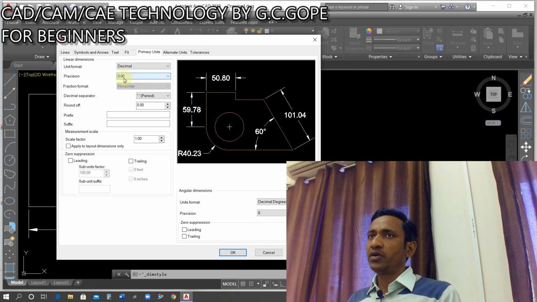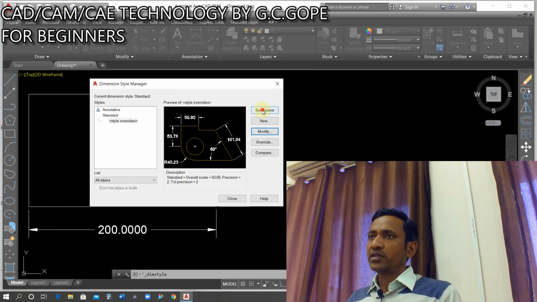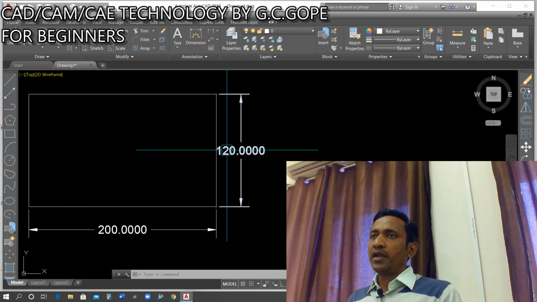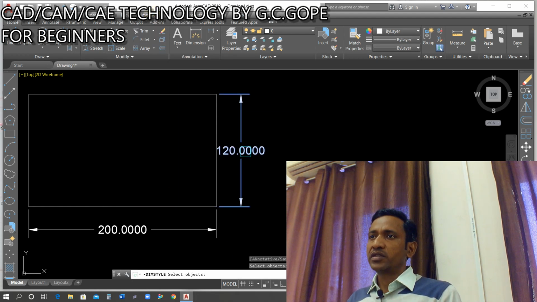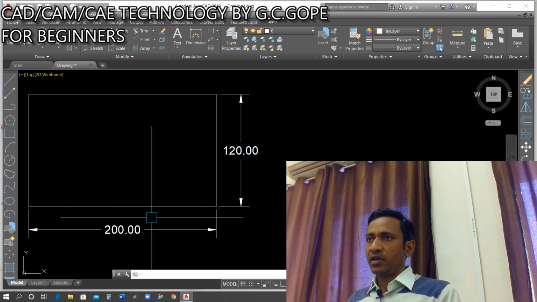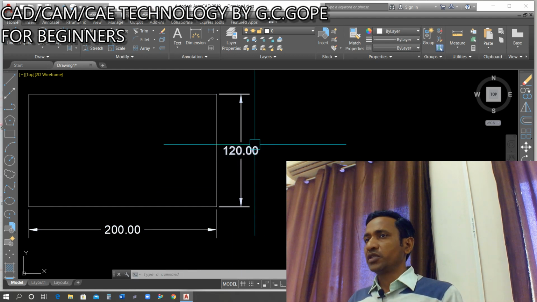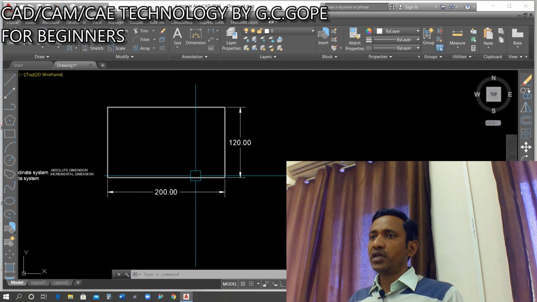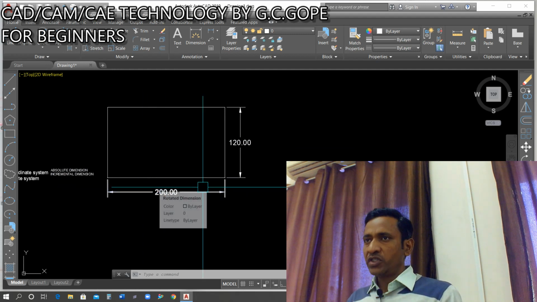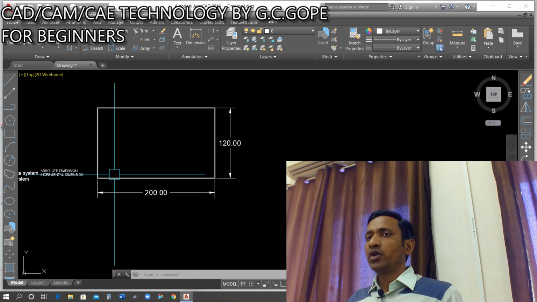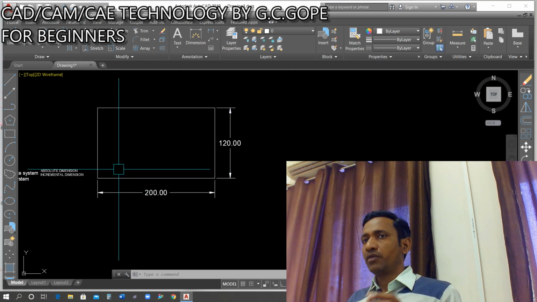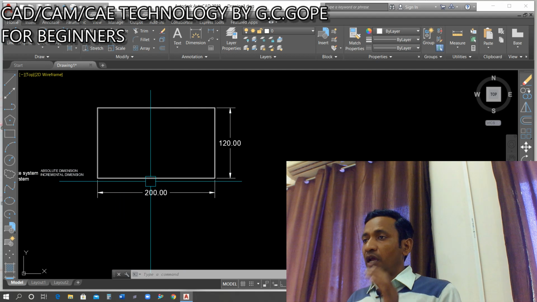I am only taking 2 decimal points in this, and then press OK and then set it close. And now I am going to update this one. Dimension, update, select both dimensions and enter. Now we can see we have 2 decimal points. So this is how to set dimension in this drawing.